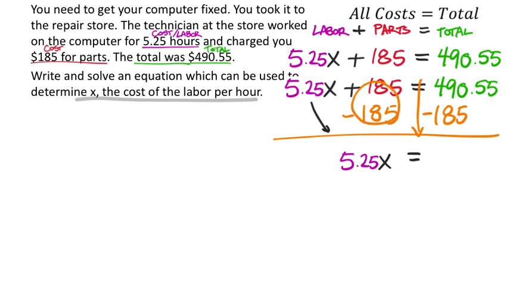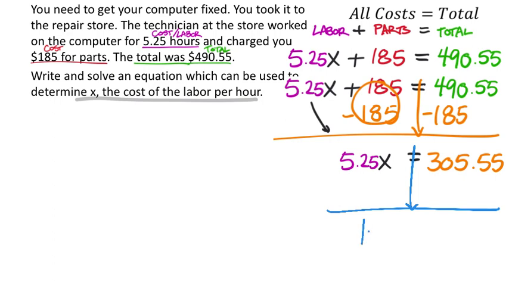So then this would equal, I've got to go to my calculator here, 490.55 minus 185, enter, and it shows me that just the cost for the labor was $305.55. But again, we don't know how much the cost is for every one of those hours. We just know that they worked for 5.25 hours. So next up, we're going to make this a 1x and not a 5.25x. To do that, we divide the coefficient, 5.25, by itself. And if we do it on one side of the equation, we must do it on the other side as well. So of course, 5.25 divided by 5.25 is 1. That's what we wanted. We forced that to happen.